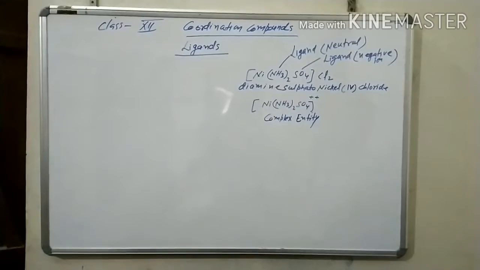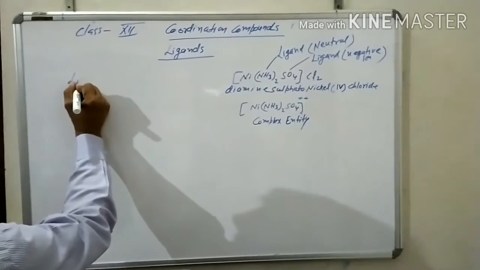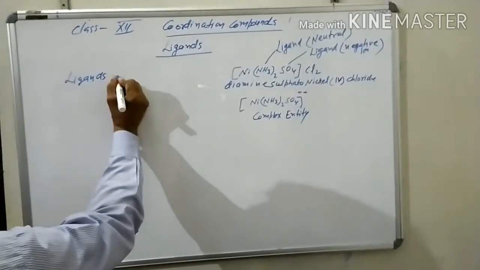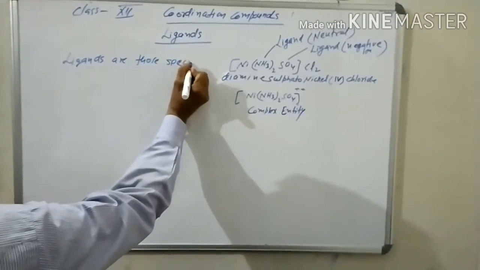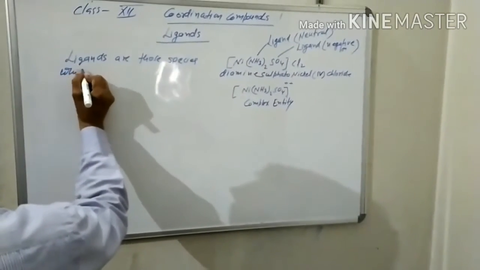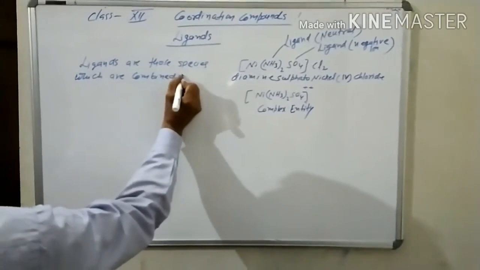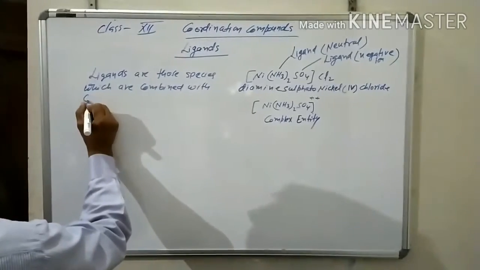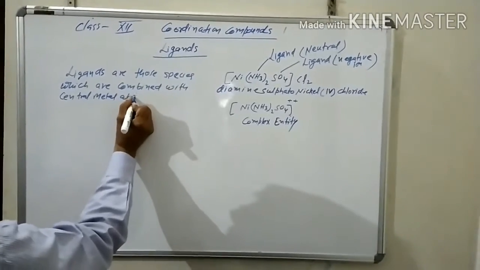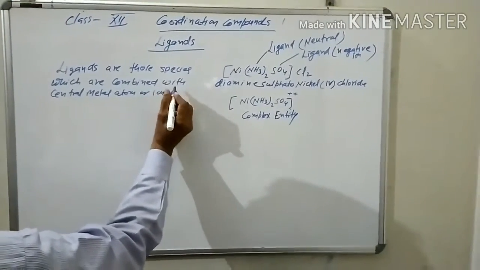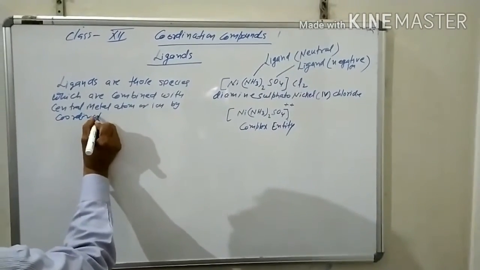So ligands are those species which are combined with the central metal atom or ion by coordinate bond.